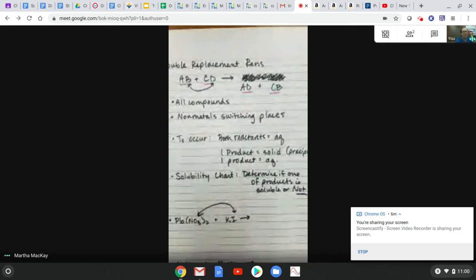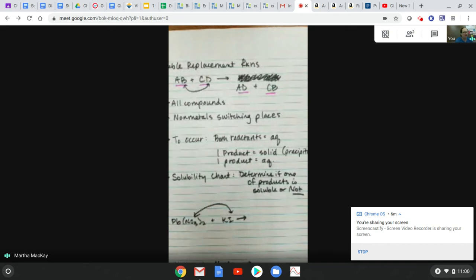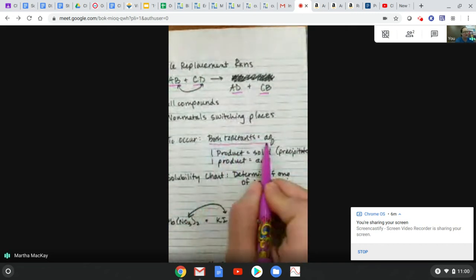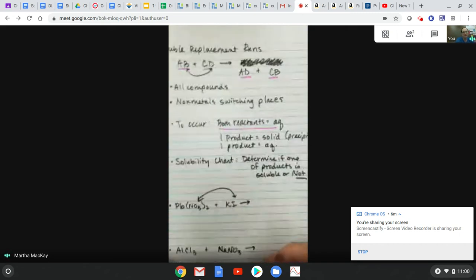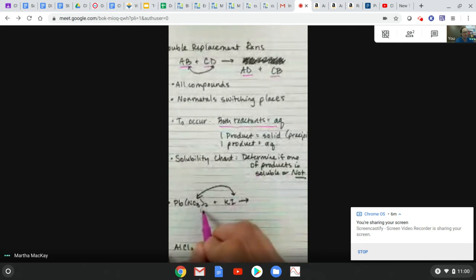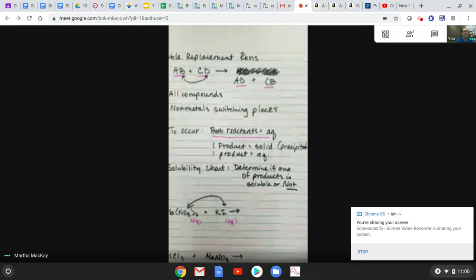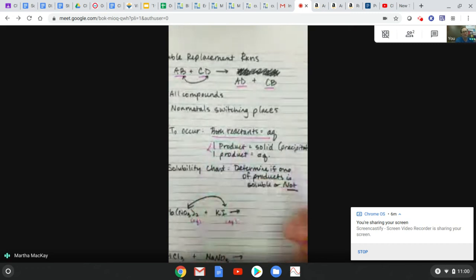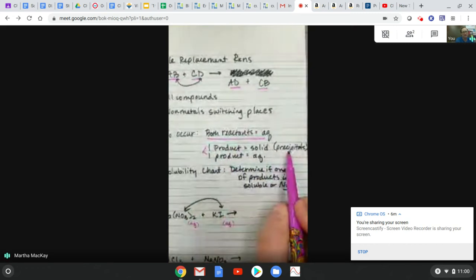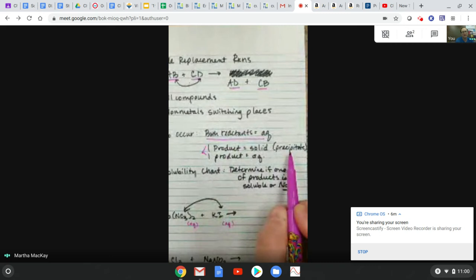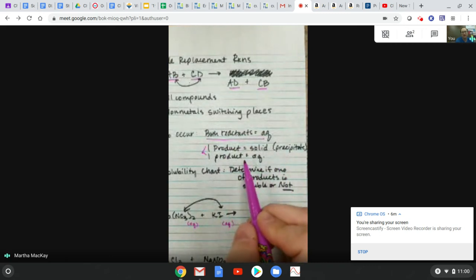In order for these things to occur, though, there's a few things that have to happen. Both of the reactants have to be aqueous. So in the examples that I'm giving you, both of the reactants are aqueous, meaning they're dissolved in water. So these are solids that have been dissolved in water. For these reactions to go, when I look at my products, one of the products must be a solid precipitate, meaning it's insoluble in water, so it's going to settle out of solution, and the other product must be soluble.